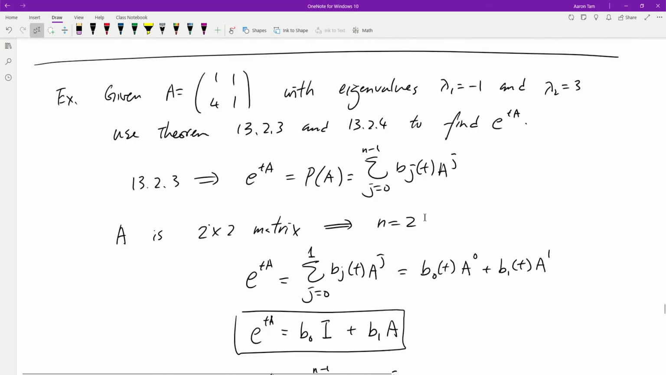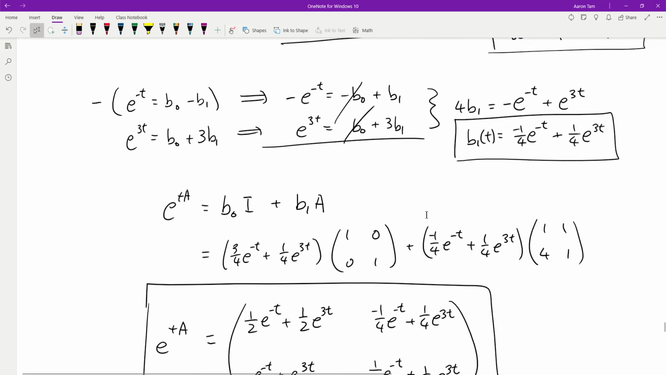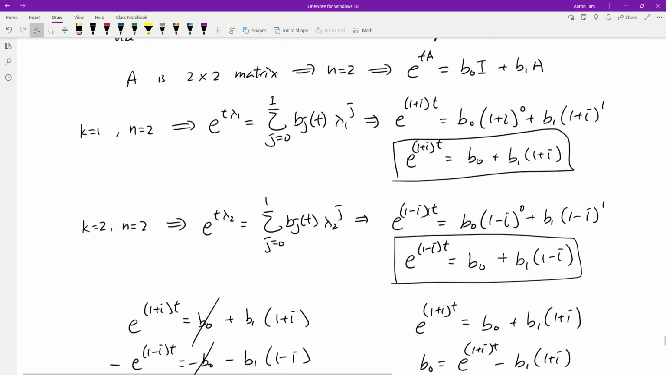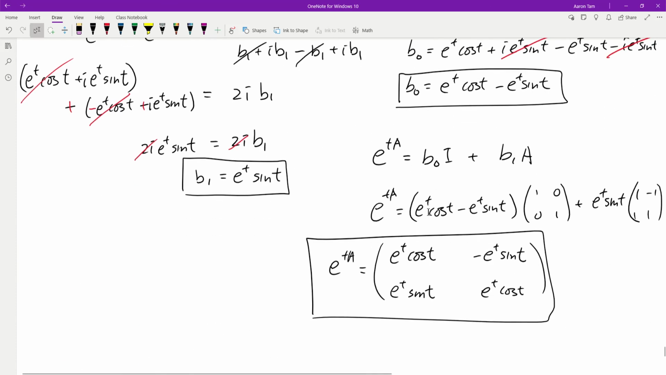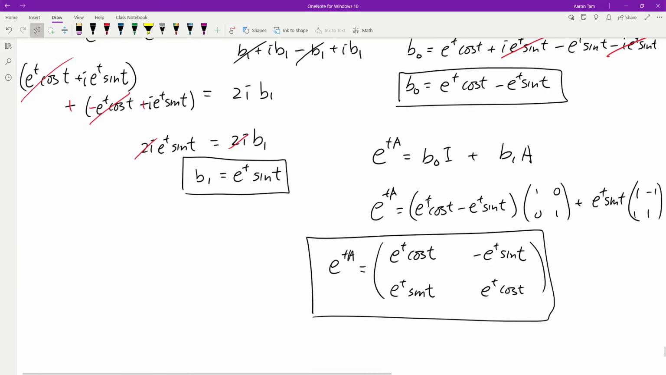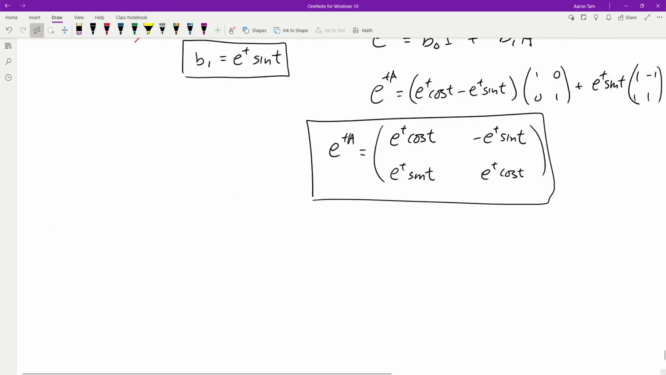Oh, there you go. So now these two examples are not too bad. Maybe using theorem 13.2.3 and 13.2.4 with complex eigenvalues might seem a little bit easier, but none of these we could not do before. Now let's try to see an example where we have a repeated eigenvalue and see what happens. Okay?